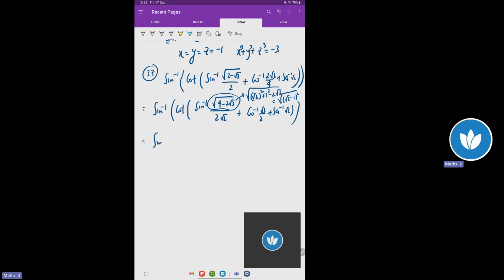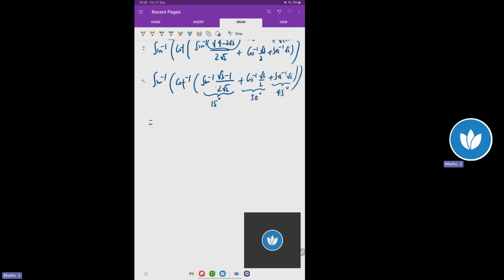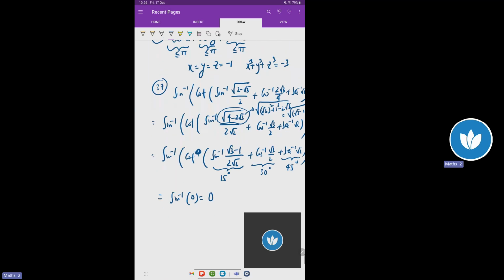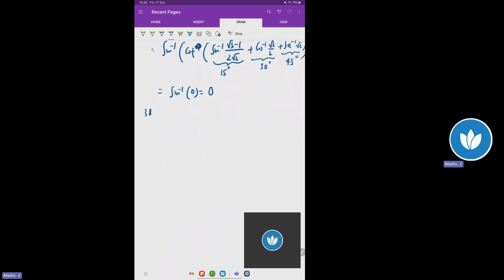Now sine inverse cot of. Do you remember the value, guys? So this is sine inverse (√3 minus 1) by 2√2 plus cos inverse √3 by 2 plus sec inverse √2. So what this is, is nothing but 15 degree actually. And this is 30 degree. And this is 45 degree. So this is actually 90 degree. Okay, sorry, this is cot. So what is cot 90 degree? 0, and sine inverse 0 is 0.